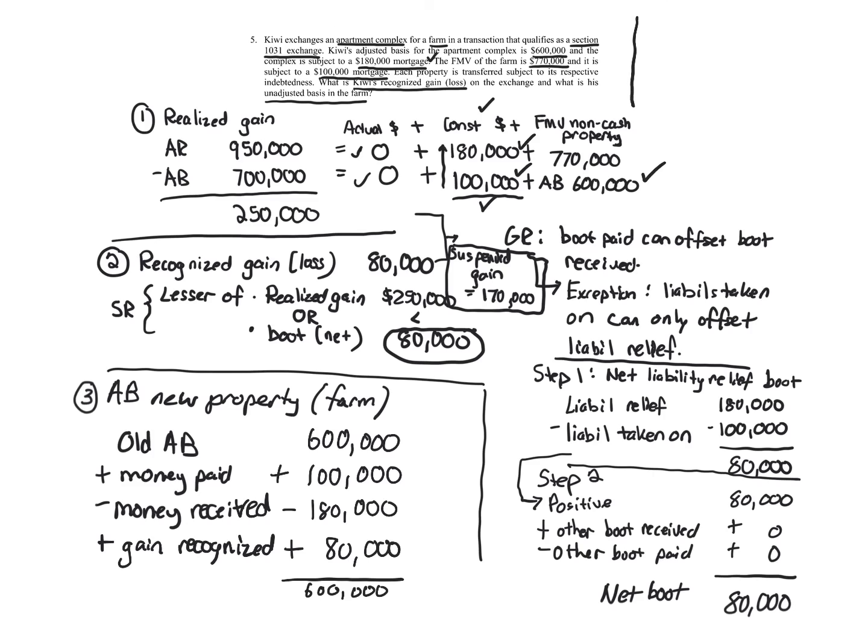We can conclude by checking our work. So we check our work. We assume the next day Kiwi sells the farm for the fair market value. Just use fair market value, $770,000 cash minus the adjusted basis we calculated, which is $600,000. That gives us $170,000 gain that will be realized and recognized because it would be for cash. And guess what? The suspended gain equals $170,000. Check your work. So it equals, and we're finished with this problem.